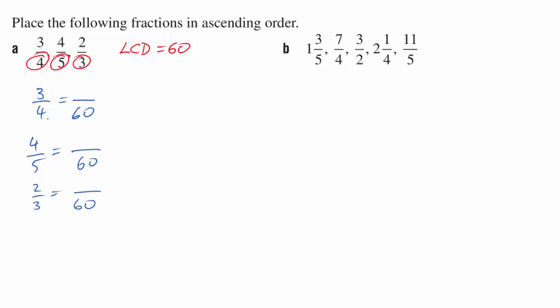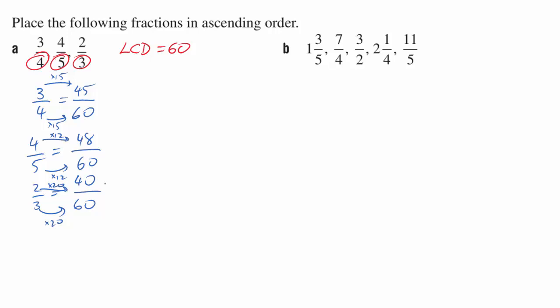Well, 4 goes into 60 15 times, so we need to multiply 3 also by 15, which gives us 45. 5 goes into 60 12 times, so we need to multiply the numerator by 12 as well. And 3 goes into 60 20 times, so again we do the same to the numerator. So we have 45 over 60, 48 over 60, and 40 over 60.